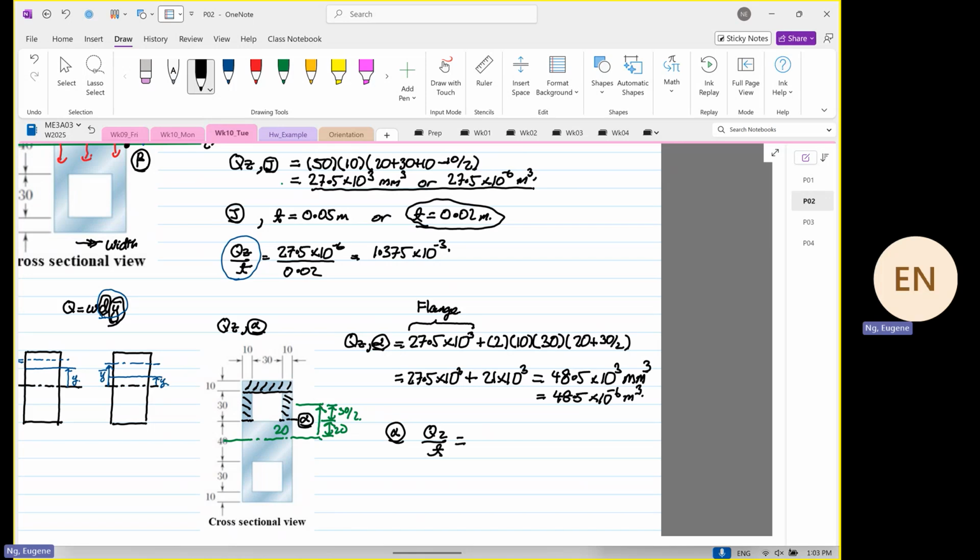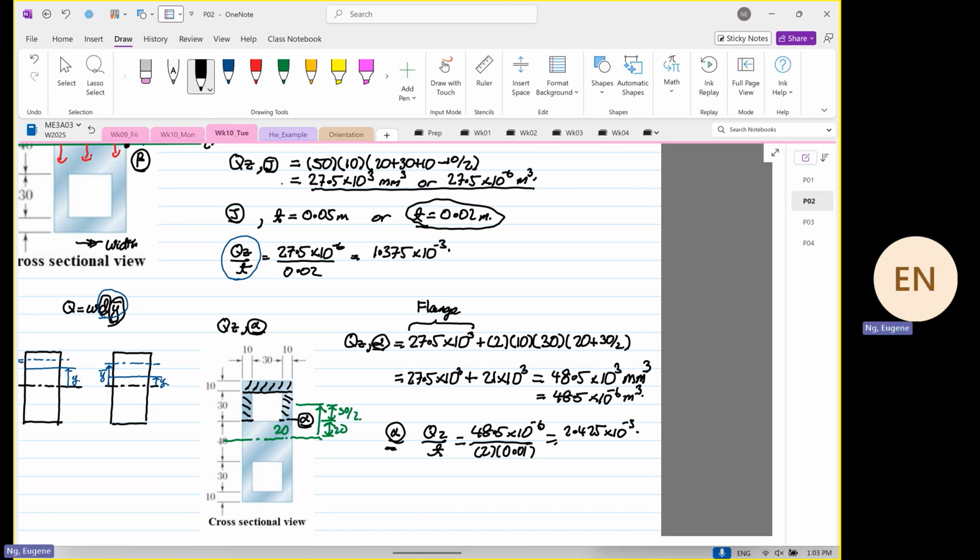Over T, this is equal to 48.5 times 10 to the power minus 6 divided by twice 0.01. So 48.5 times 10 to the power minus 6, divided by 2, divided by 0.01, is equal to 2.425 times 10 to the power minus 3. Let me do it again: 48.5 times 10 to the power minus 6 divided by 2 divided by 0.01 gives 2.425. So you realize that alpha is higher.